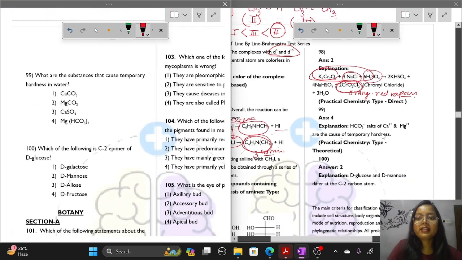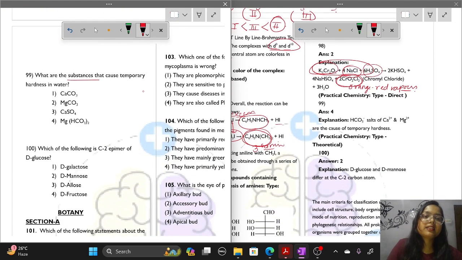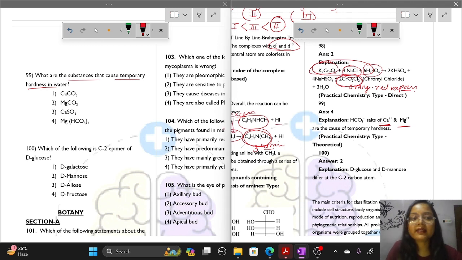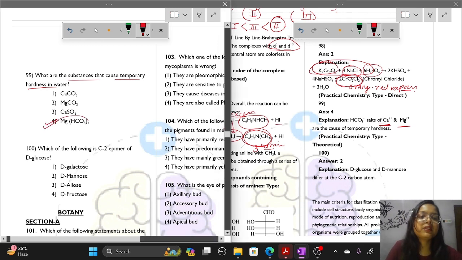Question number 99. What are the substances that cause temporary hardness in water? Temporary hardness in water is caused by Ca2+ and Mg2+ ions. So the fourth one will give Ca2+ and Mg2+. This causes the temporary hardness in water.